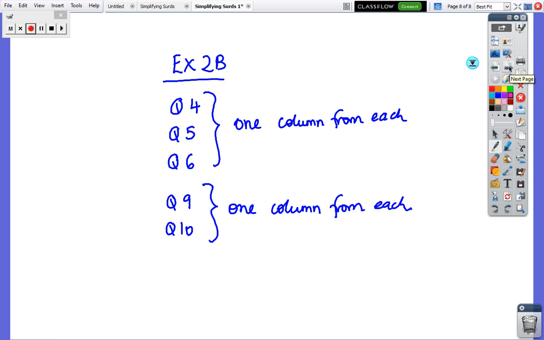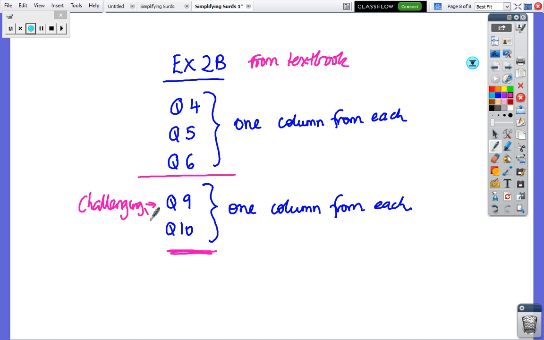So this is the exercise from the textbook. Okay, so exercise 2B. The first ones, just do one column, and these ones, these are the challenging questions. Okay, so they're the ones we're going to have to do some more of. Okay, so when you're ready, get your books out and get started.